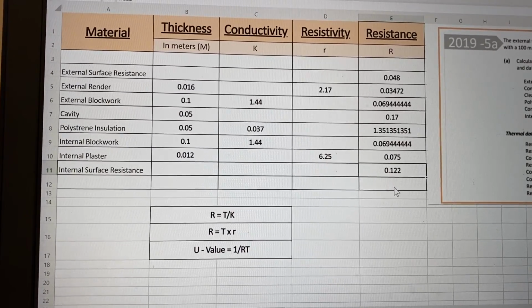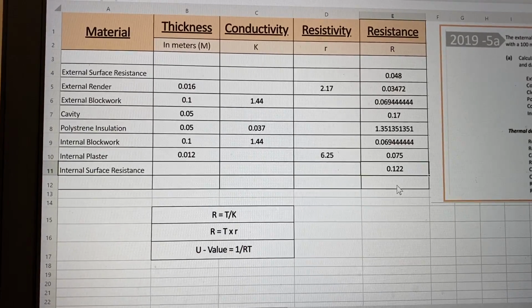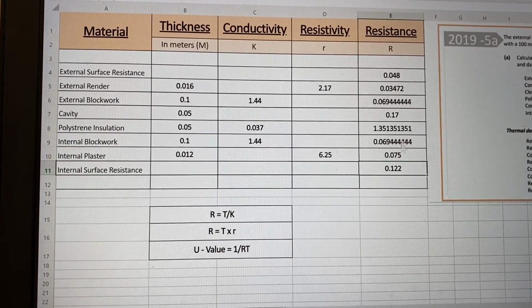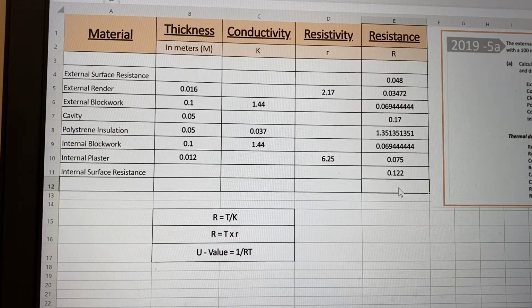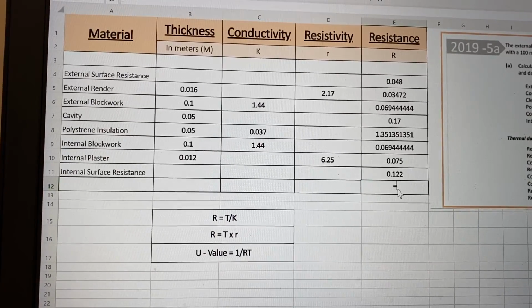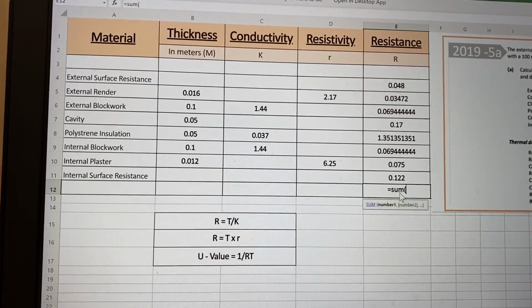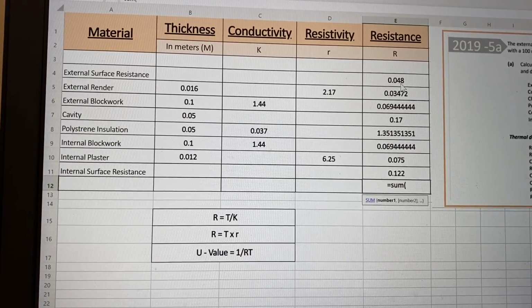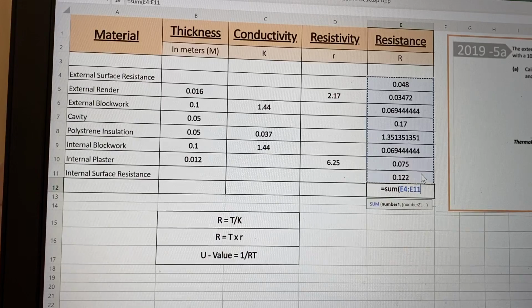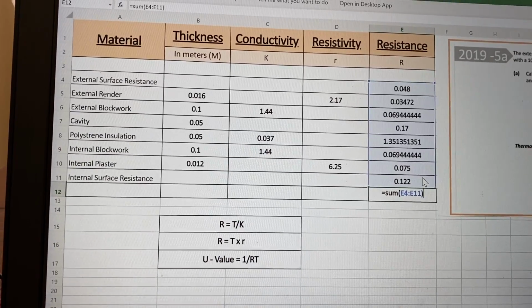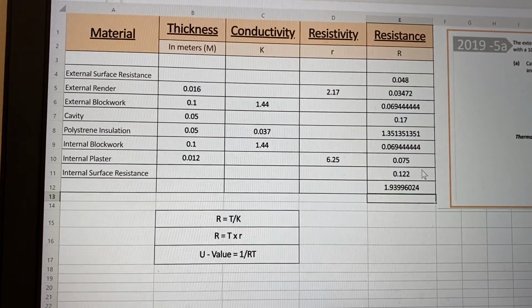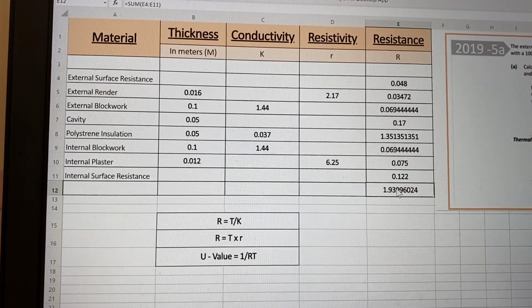Now in this column here is the total resistance. All I do is add them all up. So equals, I'll add them all up. And there is my total resistance.